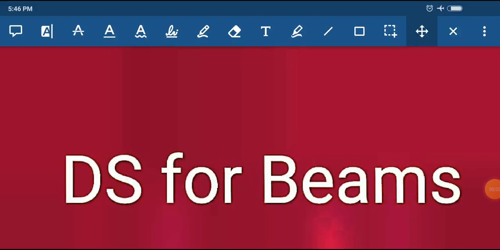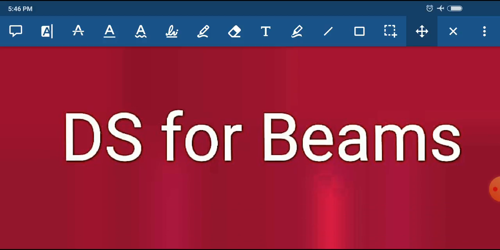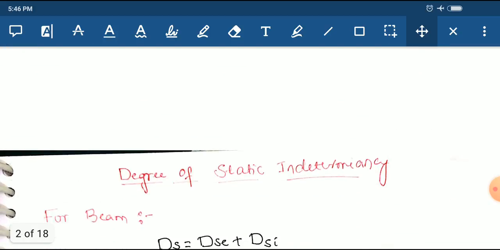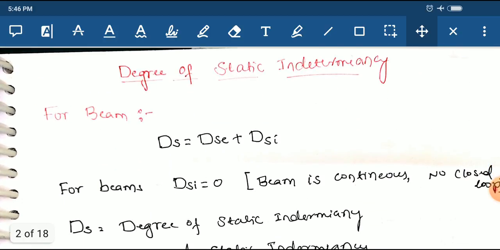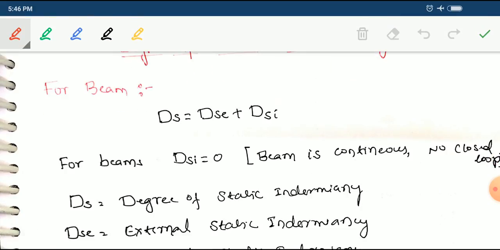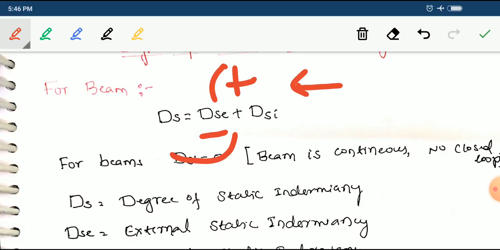Hello my dear students, today we will discuss how to find the DS, the degree of static indeterminacy of beams. First we will know what is the formula for DS. To find the DS, degree of static indeterminacy, the formula is: degree of external indeterminacy plus degree of internal indeterminacy, that will be equal to the total static indeterminacy of the beam.